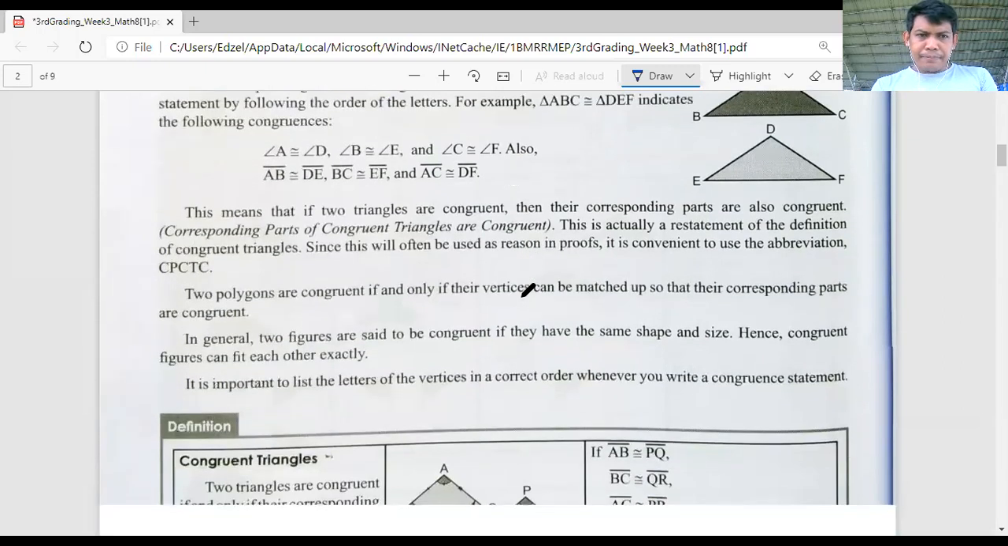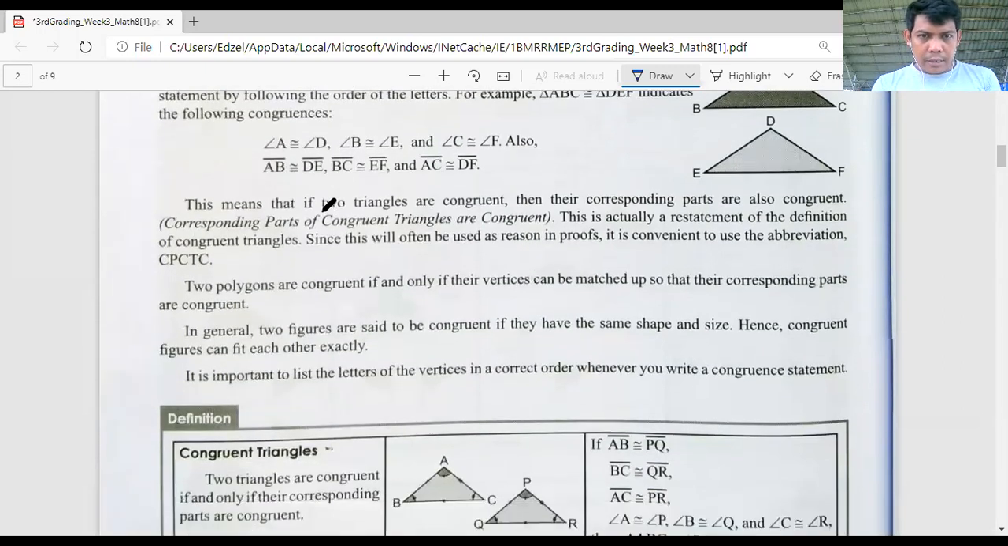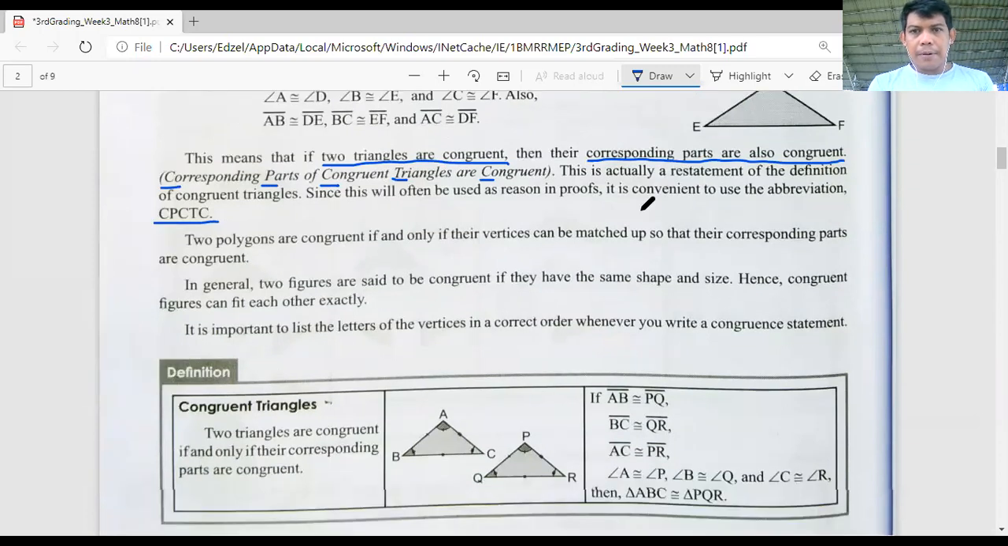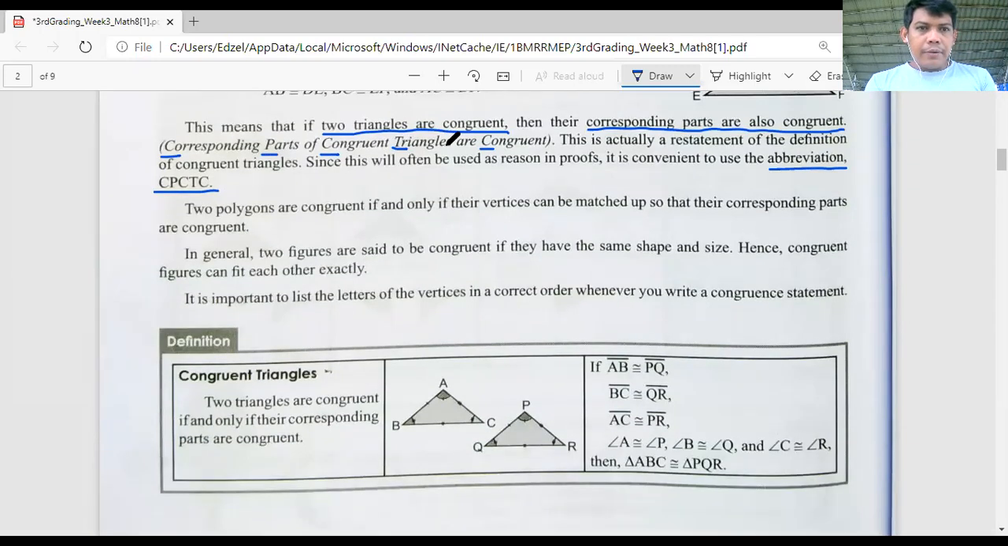And then if the two triangles are congruent, then the corresponding parts are also congruent. So we call it the CPCTC postulate or theorem. CPCTC is an abbreviation for: corresponding parts of congruent triangles are congruent.